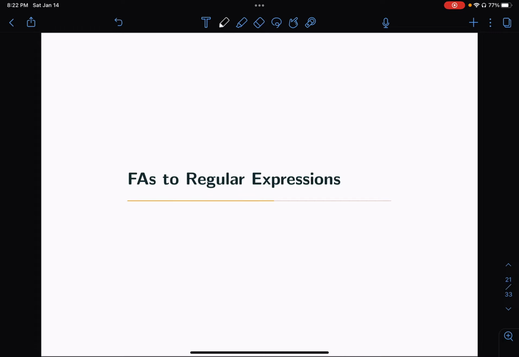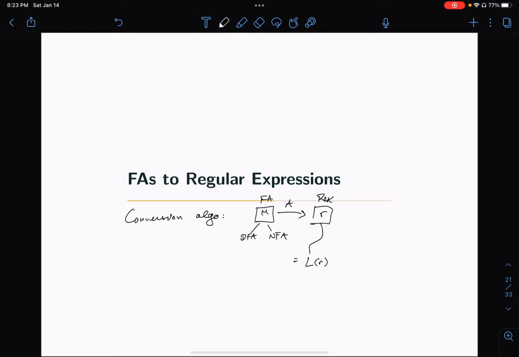Hello everyone. So in this video, we'll be looking at the connection between finite automata and regular expressions. Namely, we're going to see that any language that's accepted by an FA can also be denoted by a regular expression. And so the way that we're going to do that is that we're going to present a conversion algorithm that takes any FA M, so it can be a DFA or an NFA, and using some algorithm, converts it to an equivalent regular expression, R, in the sense that L of R will equal L of M.